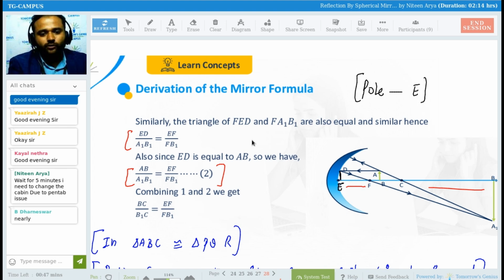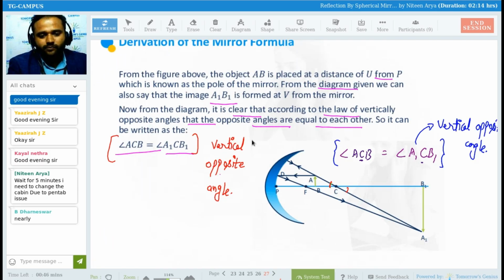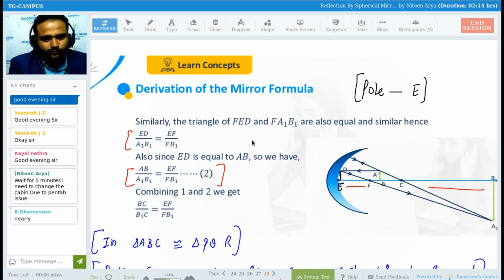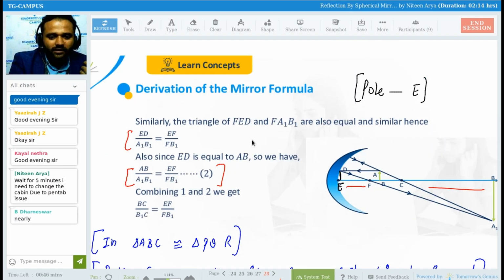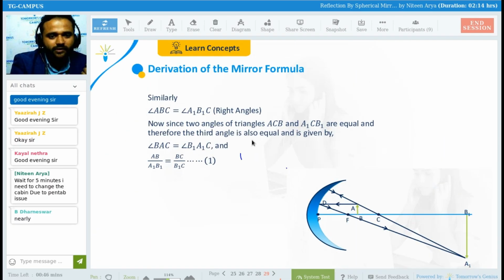Okay, so combining equation 1 and 2. And what is equation 1? This is my equation 1 and this is my equation 2. What is equation 1? There is no equation 1 here, or is there any equation 1 also? So many things are going on here. This is your equation 1.